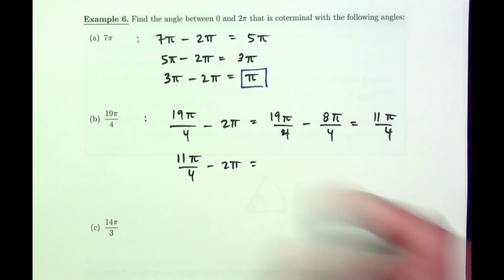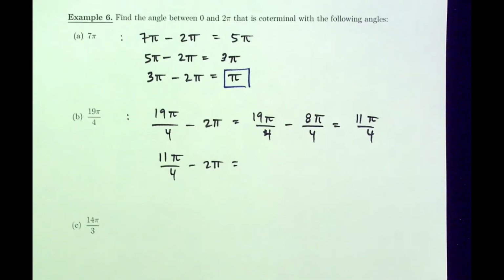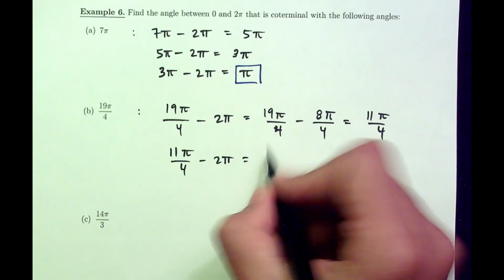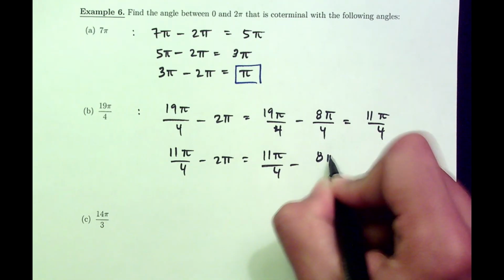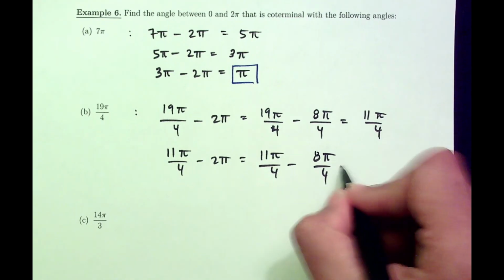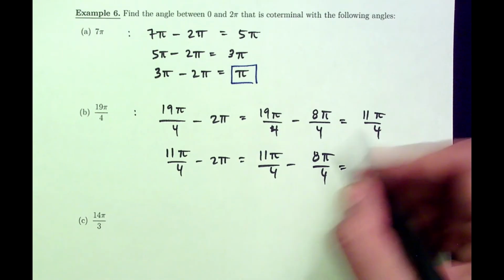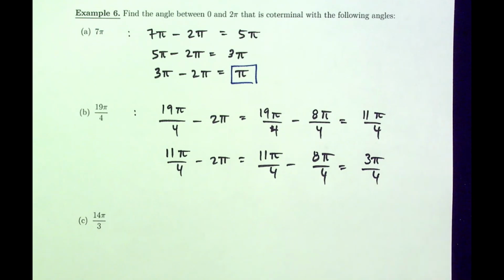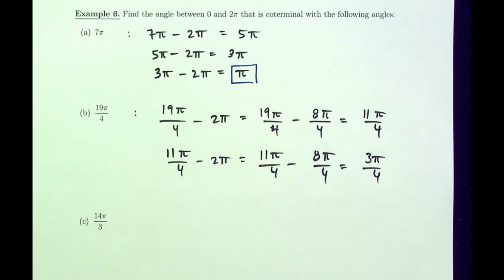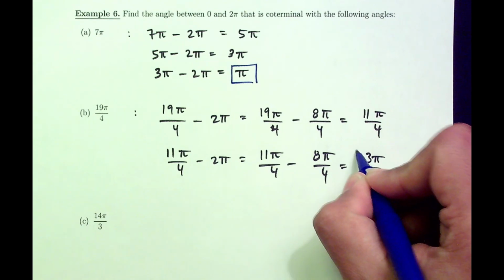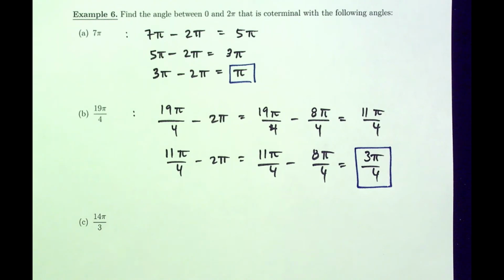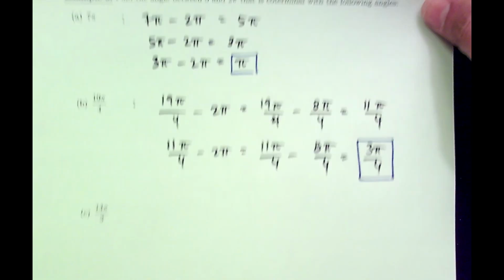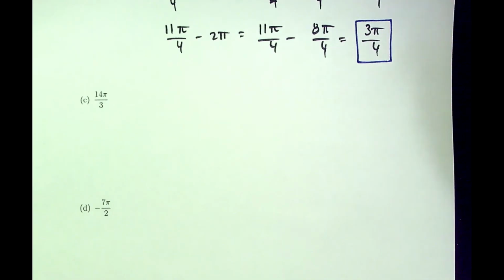Okay, we want to subtract this. So let's do it by hand again. Subtracting the 2 pi is the same as subtracting 8 pi over 4. Now you just subtract across. 11 minus 8 is 3. 3 pi over 4. And now 3/4 is definitely between 0 and 2. And our answer is 3 pi over 4. Okay, now you should pause the video and attempt C and D. And then when you're done, compare notes with me.